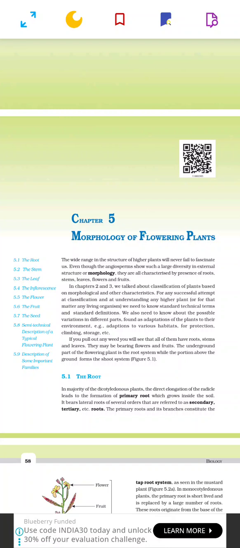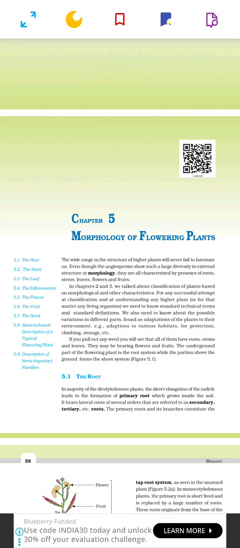The wide range in the structure of higher plants will never fail to fascinate us. Even though the angiosperms show such a large diversity in external structure or morphology, they are all characterized by the presence of root, stem, leaves, flowers and fruits.